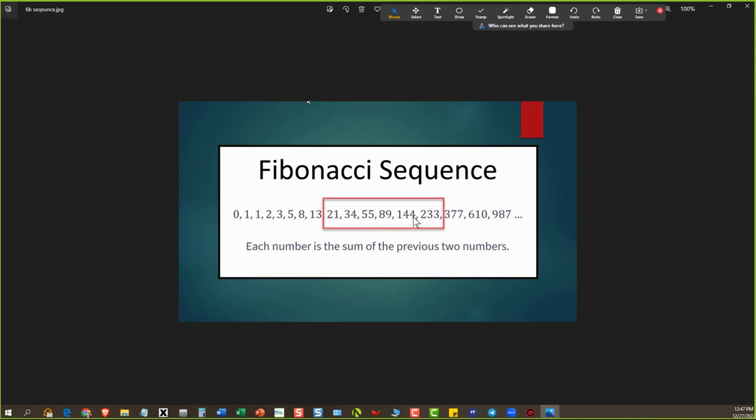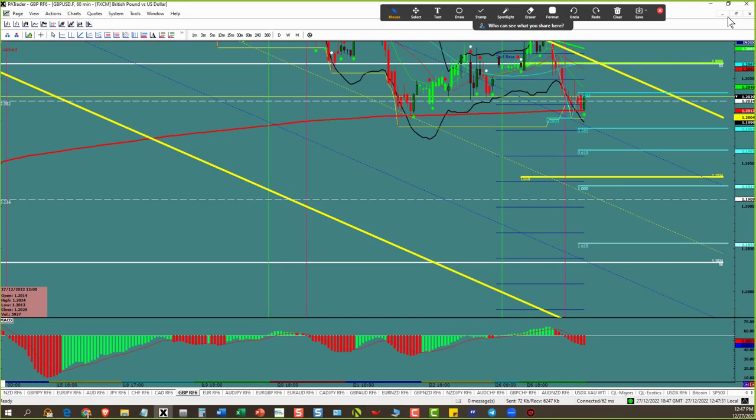How about the other ones? About 150 pips a day. That's because 144 is in the Fibonacci sequence. What about those big monsters like pound New Zealand, pound Aussie? They do about 230 to 250 pips a day. See? Why? Because they use the numbers. You've got to use the numbers, all right?